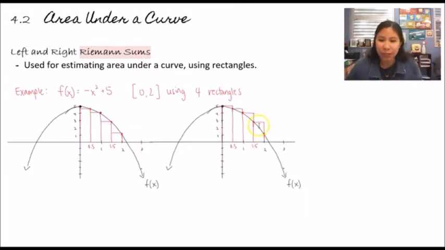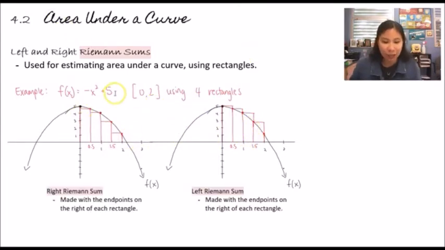Now over here on the right side, you can see this is another way to fit 4 rectangles to estimate the area under the curve of our function negative x squared plus 5. But as you can see here, all of my rectangles actually go above the curve a little bit, so this is going to overestimate the area that I want, while the one on the left underestimates the area because there are still gaps where the area under the curve isn't covered by the rectangles. So the 2 different setups for these rectangles have different names. See how on this first one, the heights of each of the rectangles are made using the endpoints of the right side of each rectangle.